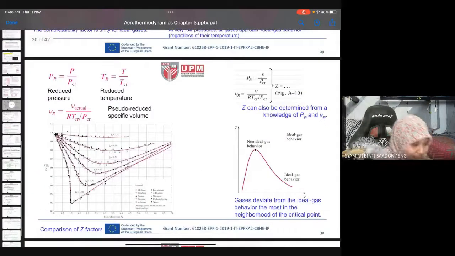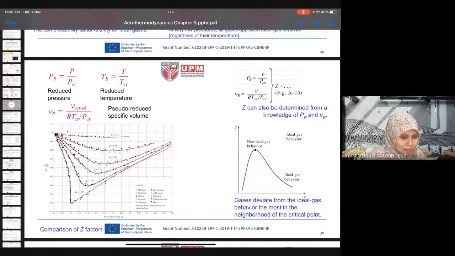The Z chart. This one. The compressibility chart to determine the compressibility factor. Okay, so we first have to calculate the PR and TR from the reduced pressure and reduced temperature.